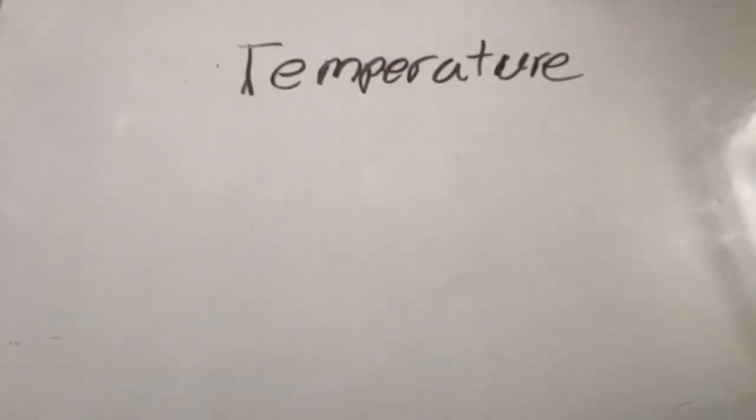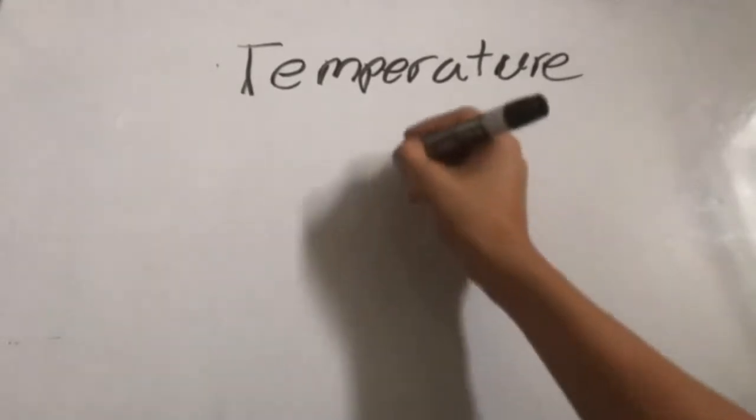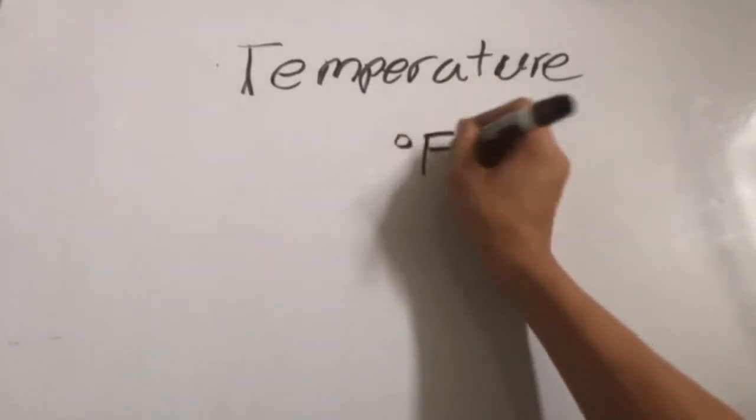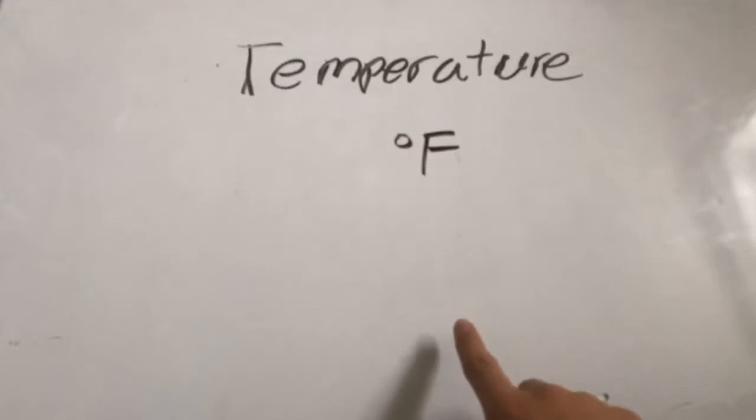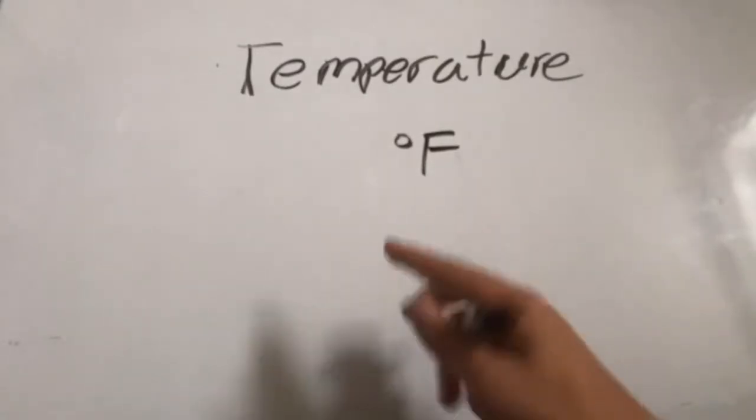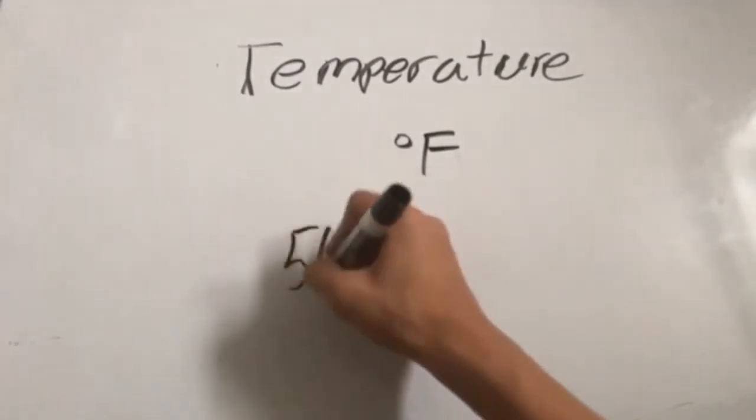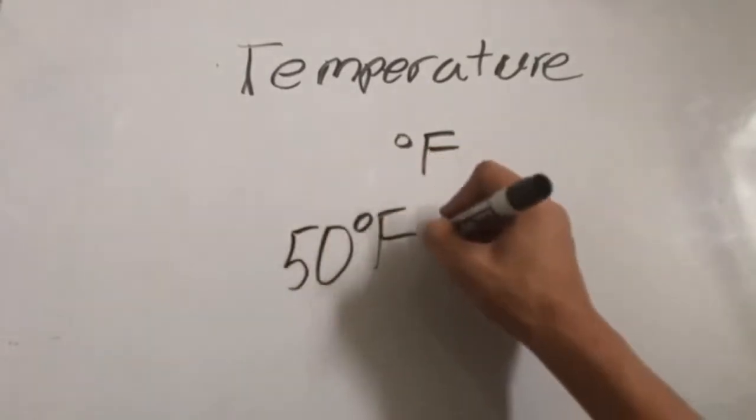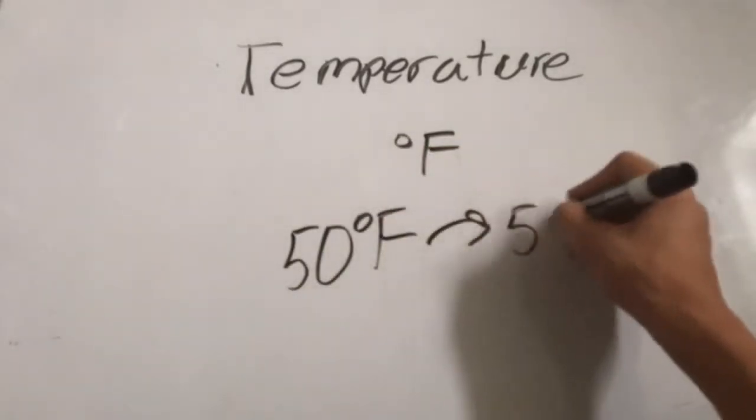The first is temperature, which is expressed in degrees Fahrenheit, but you would not write the unit on the station model since it's already inferred. So if the temperature was 50 degrees Fahrenheit, you would just write 50 on the station model.